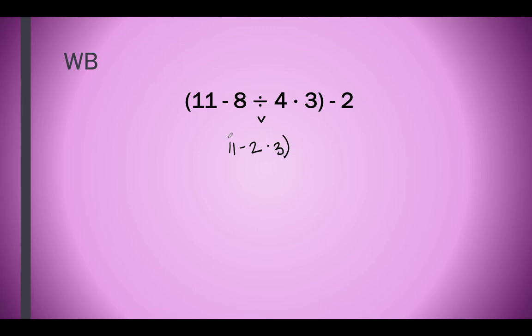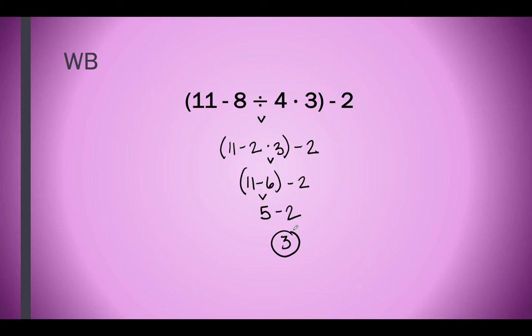And then everything else comes down, including the parentheses. Now we have 2 times 3, which is 6. Again, keeping the parentheses because we're not done with the quantity inside of the parentheses. We still have one more thing to do, which is to subtract 11 minus 6. Once I'm done with the parentheses, I can get rid of them. So now it's just 5 minus 2, which is 3.